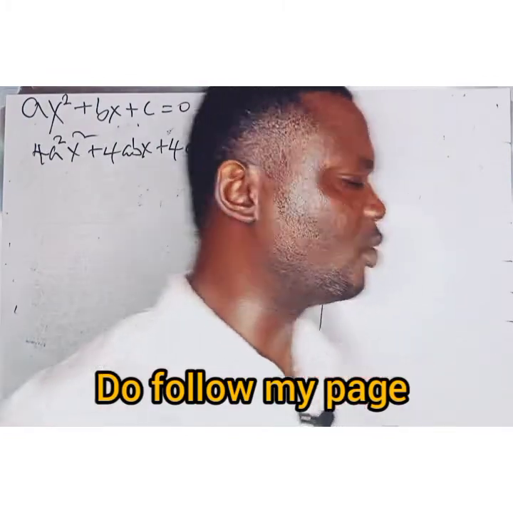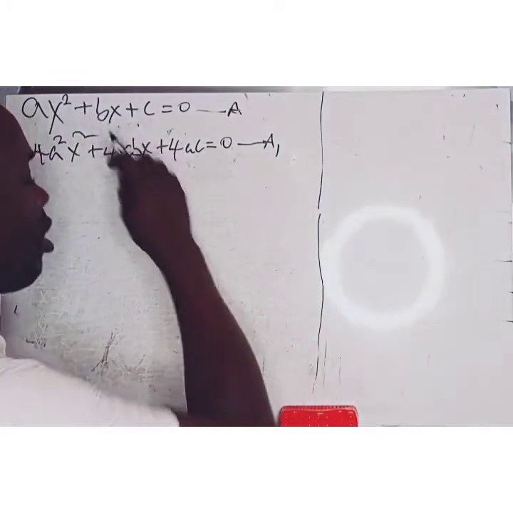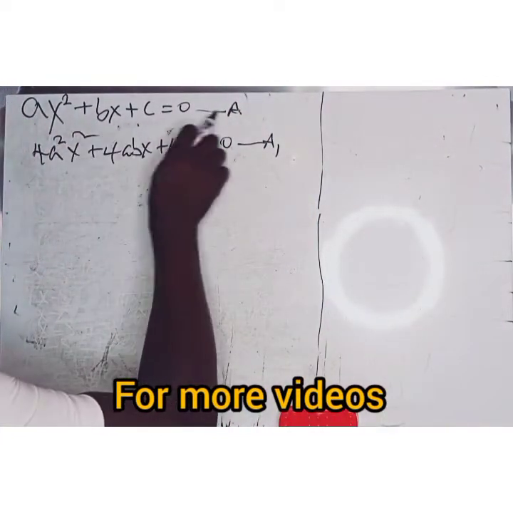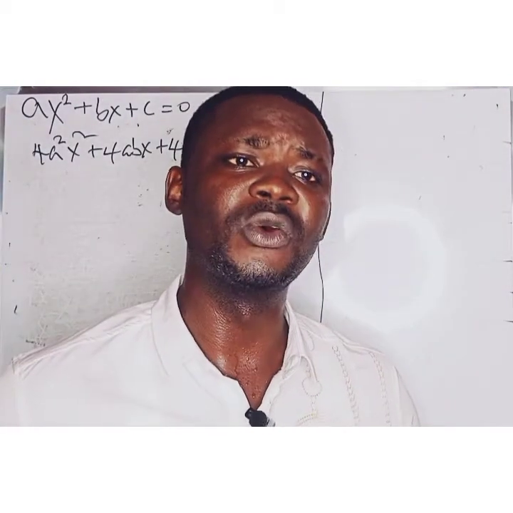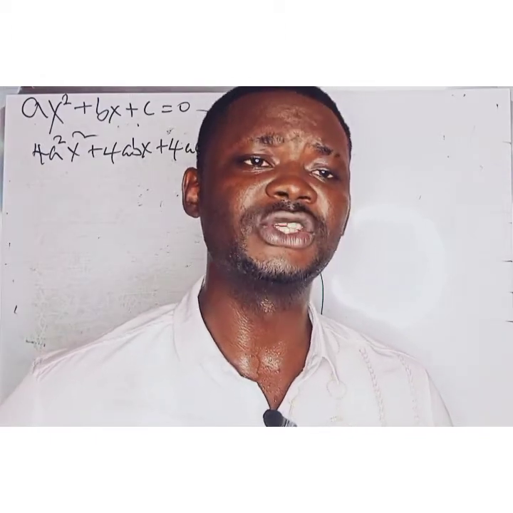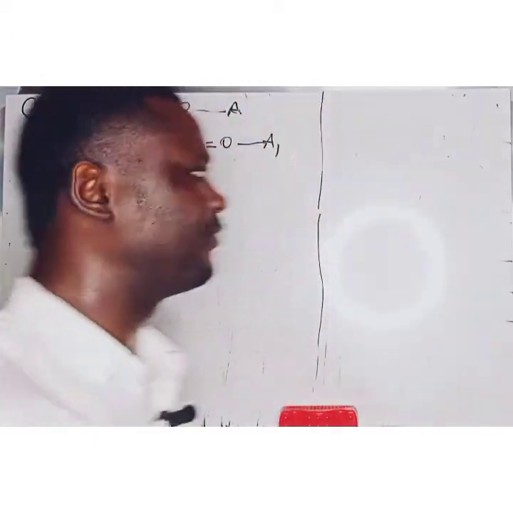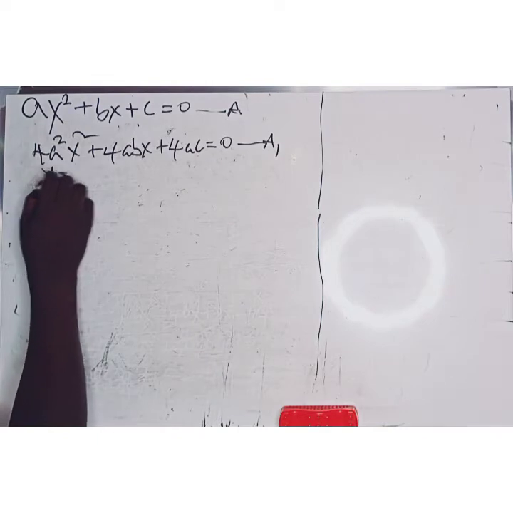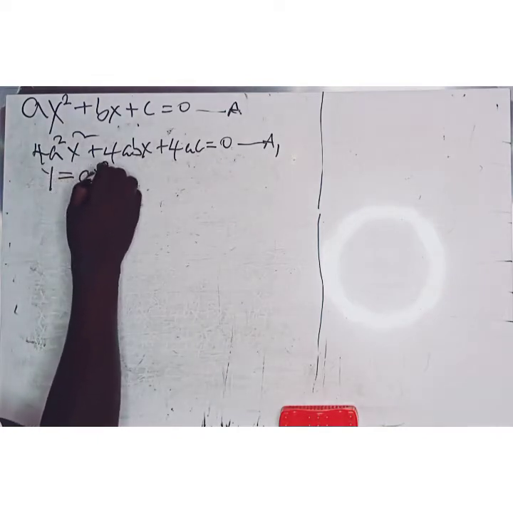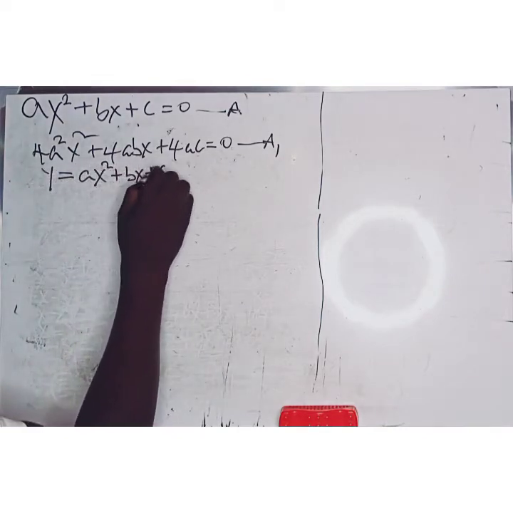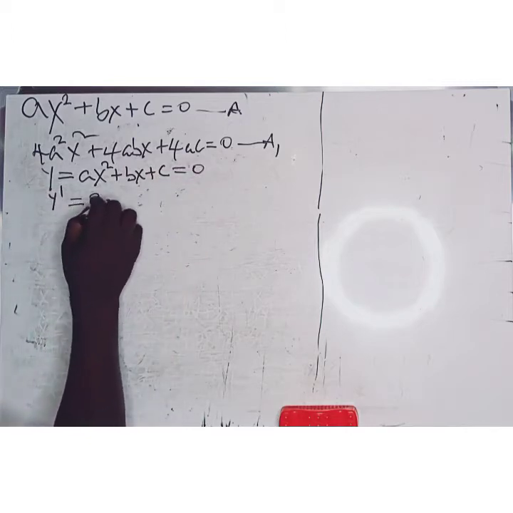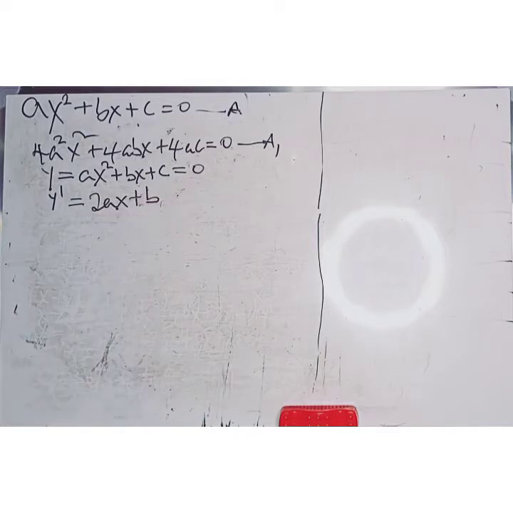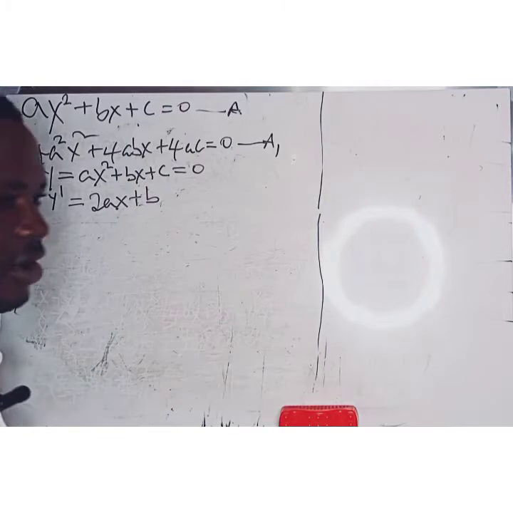The next thing to do is to let y be equal to the left hand side of equation A, so that I can treat it as a function which is assumed to be continuous, so that its derivative can be found. So I say let y equal ax squared plus bx plus c, equal to 0, such that y prime of x is equal to 2ax plus b. The derivative of a constant is 0.